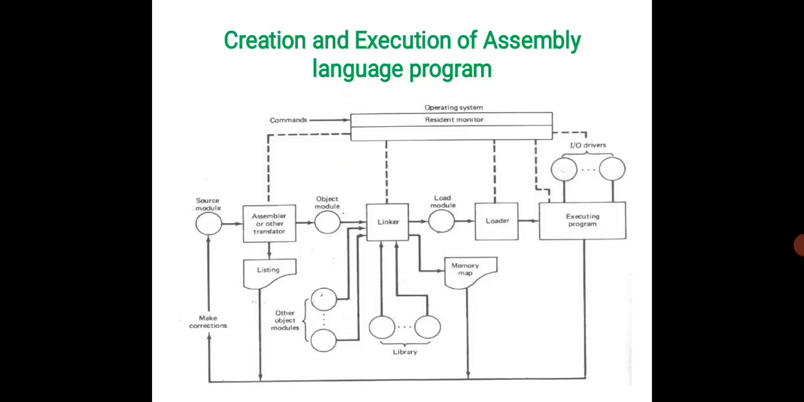Here you could see an assembler, which will convert the program into an object module, which is then linked, and finally loaded, and the program is executed. You could see a lot of object modules over here, and the commands are given in advance. Every program written in assembly language will be converted into object modules, which are then linked and loaded to execute the program.